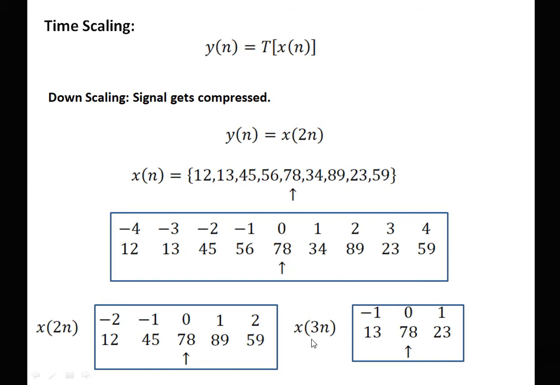When the signal is x of 3n, we are taking the values in multiples of 3. So we will take the 0th location, 3 location and -3 location. And those will come respectively at the 0th location, 1 location and -1. So at 0th, 78 comes, 23 comes and this 13 comes. So this is nothing but what? Signal gets compressed because we are getting only a fraction of the values from the original signal. So this is called what? Downscaling.